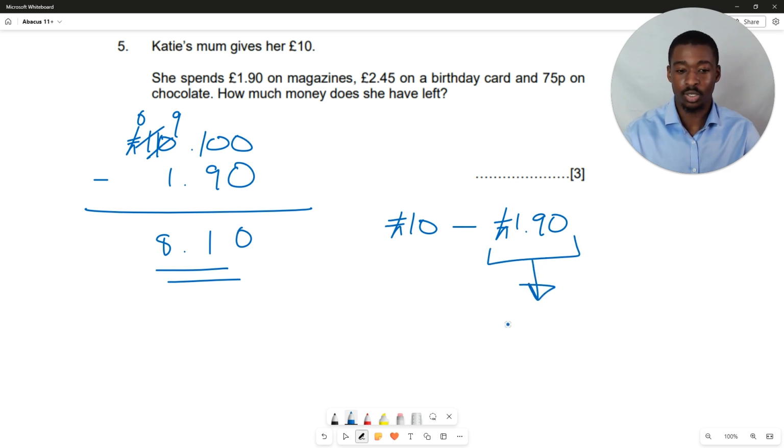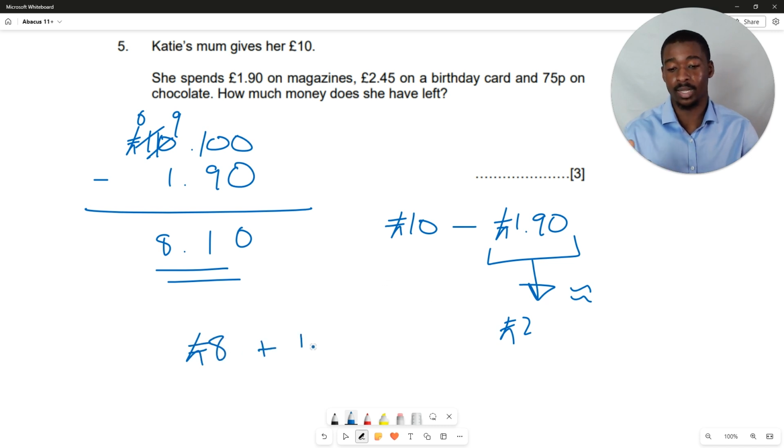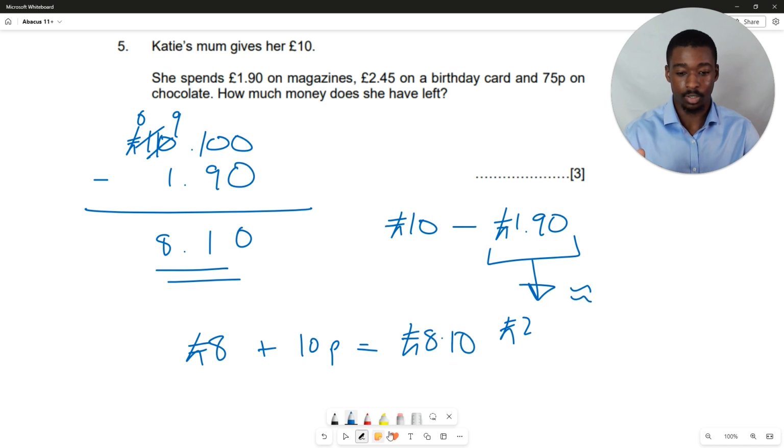Or we could use mental maths, because if we're doing £10 minus £1.90, what's £1.90 very close to? It's very close to £2, right? It's almost £2. And we know pretty easily what £10 minus £2 is, right? It should be £8. But since we're not subtracting £2, but instead we're subtracting the lower amount of £1.90, we have to add back that 10 pence. So you would have £8, but instead we have £8 plus the remaining 10 pence, which is £8.10.